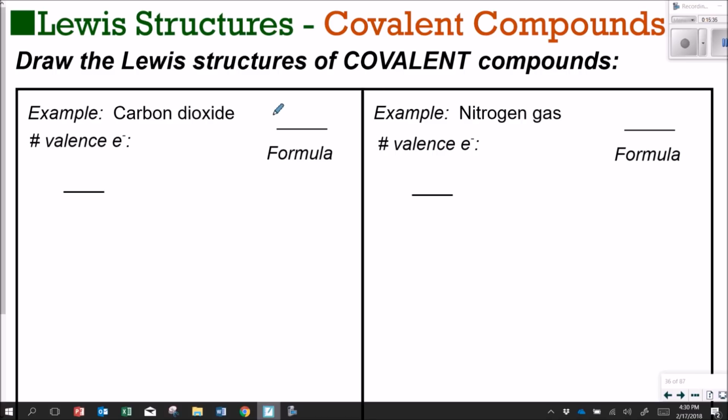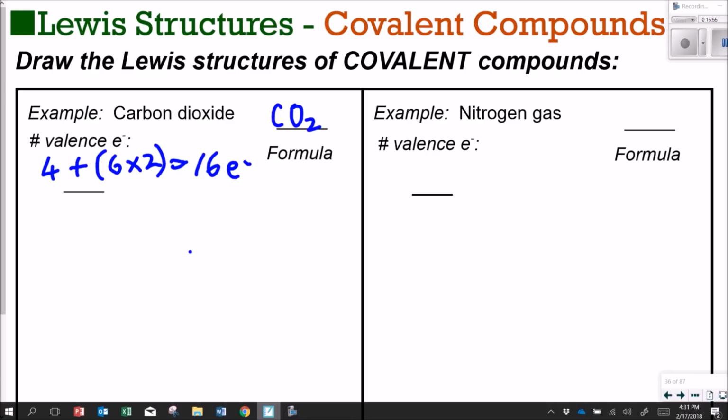Let's practice double. Carbon dioxide's formula is CO2. Again, I count my available valence electrons. Carbon has 4, there is 1 carbon, plus oxygen has 6 valence electrons, 6 times 2 oxygens, for a total of 16 valence electrons available.